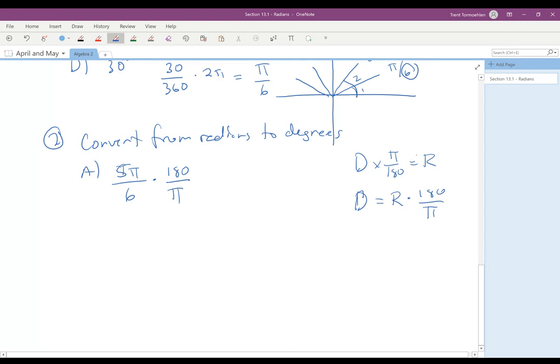All I did here is just multiplied by the reciprocal of pi over 180. And so the pi's cancel. 6 goes into 180 30 times. So 5 pi over 6 turns out to be 150 degrees.